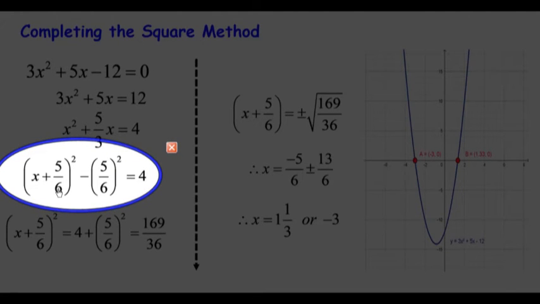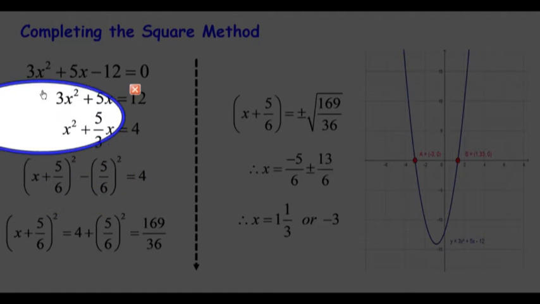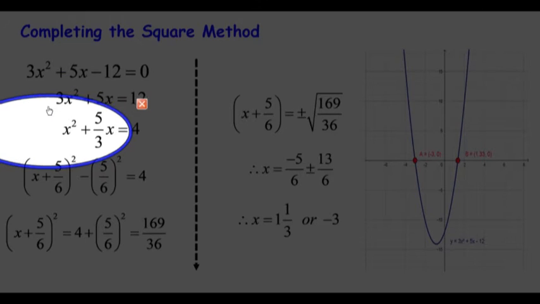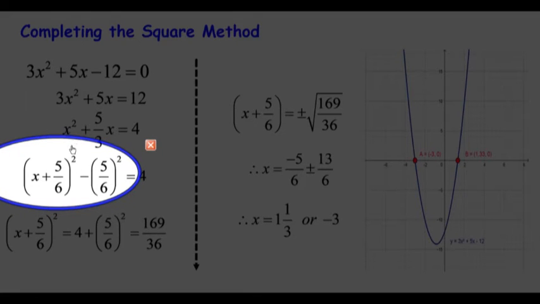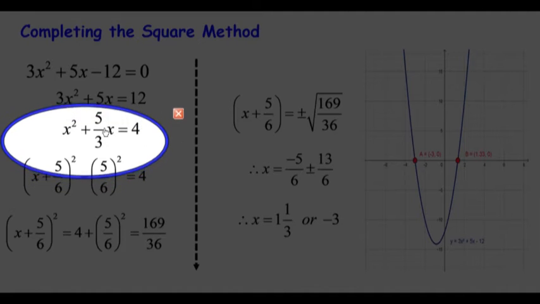You might remember from before that when we complete the square, we have a binomial expansion, and we actually create too much. So we have to subtract off half of that coefficient of x, 5 on 6, squared. So x squared plus 5 on 3x is the same as x plus 5 on 6 all squared, minus 5 on 6 squared. These two expressions are the same, and they both still equal 4.